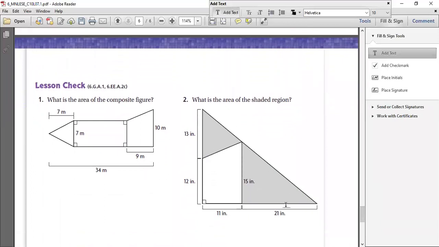Similarly here also, this is again a triangle. You'll find the area of the bigger triangle, then you will find the area of this part here. Okay, and then find the area of the shaded part, which is blue.